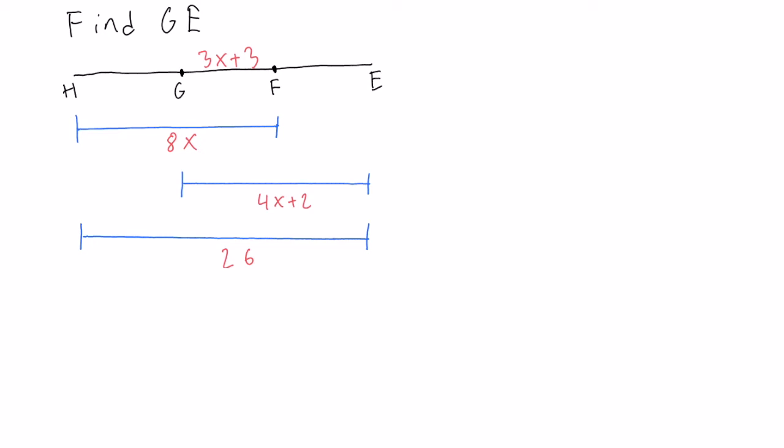So, let's say you were looking at adding these two together. Let's look at it if you were to add those together, just the segments. So, this right here, 8x, is HG and GF. So, let's say we have HG plus GF, and that would give us 8x. And then this one right here, 4x plus 2, is GF plus FE.